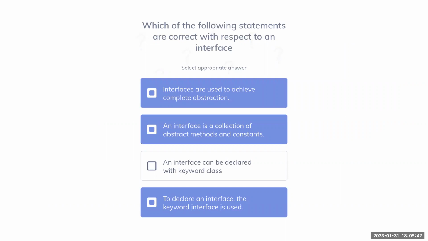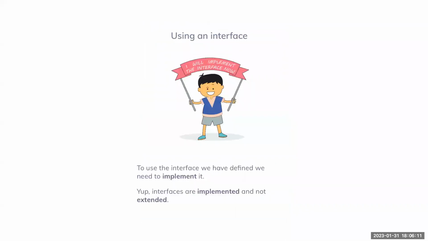So these are the following statements which are correct with respect to an interface. We achieve complete abstraction with interfaces, an interface is a collection of abstract methods and constants, and to declare an interface, the keyword interface is used. So these are the three.